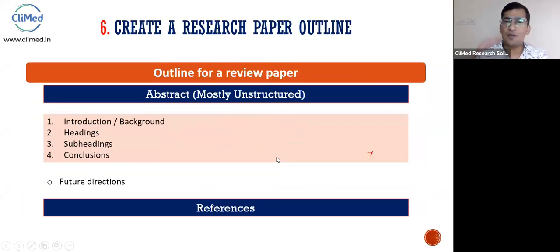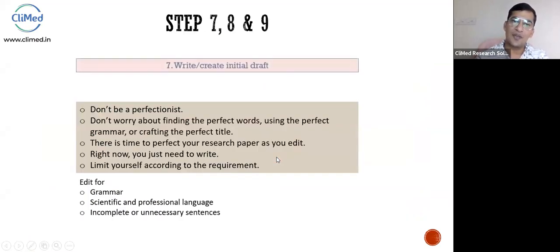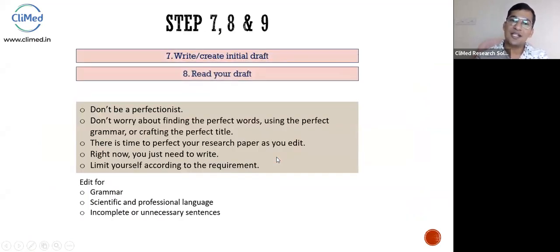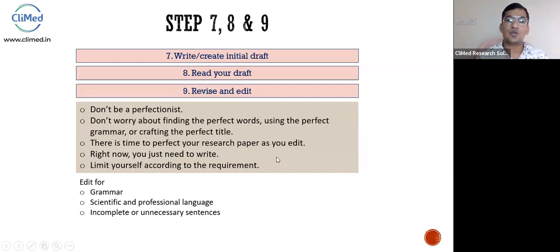And then the review paper outlines, which I have already discussed. There is nothing but introduction or background, and then body, like headings, subheadings, and conclusion, and then future directions maybe. And now the steps 7, 8, and 9. Importantly, I want to talk here a little bit more.